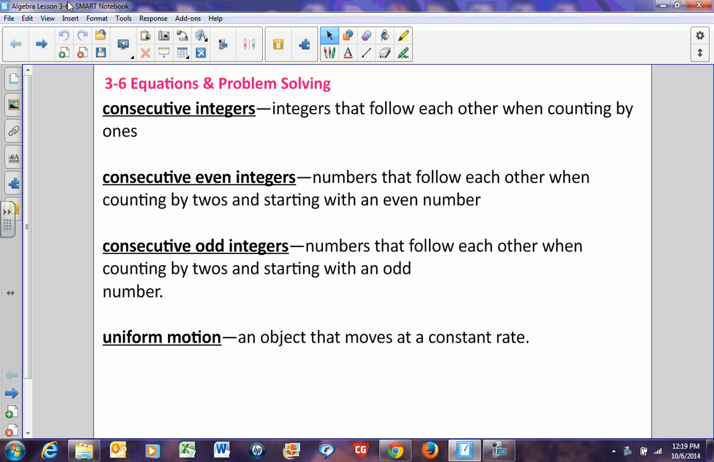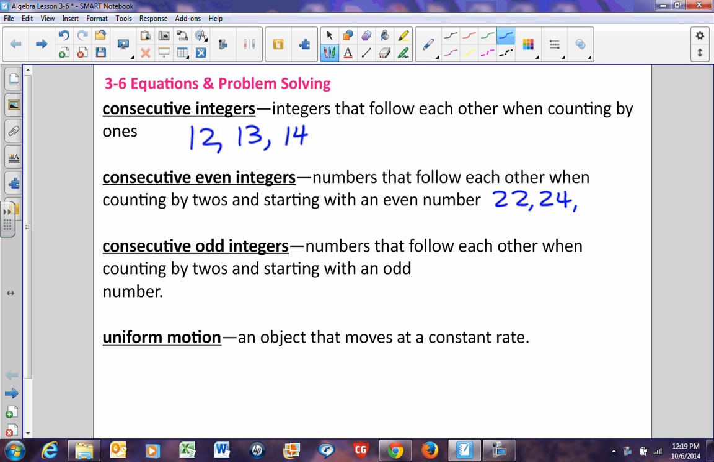Consecutive integers are integers that follow each other when counting by ones. For example, 12, 13, 14. Those are consecutive in a row. Consecutive even integers. When you think about it, if I gave you 3 consecutive even integers like 22, 24, and 26, you'll notice they're always 2 numbers apart. So consecutive even integers, 2 numbers apart. 22, 24, 26, 58, 60, 62, 142, 144, 146, etc.